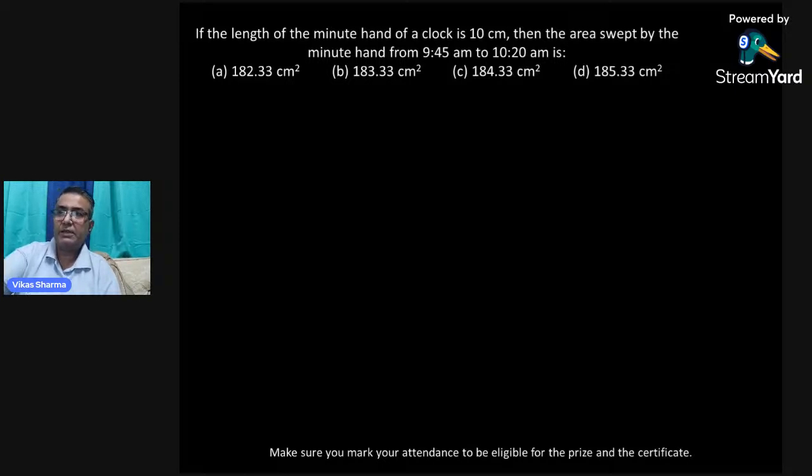Right, the question is, if the length of the minute hand of a clock is 10 centimeter, then what is the area swept by the minute hand from 9:45 a.m. to 10:20 a.m.?